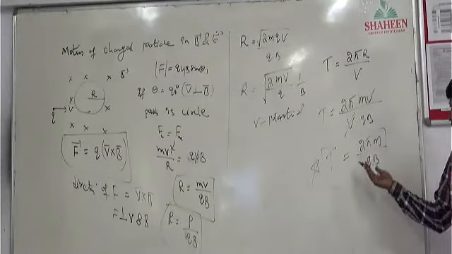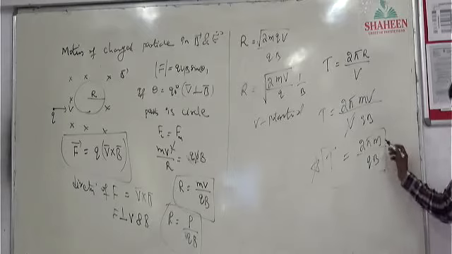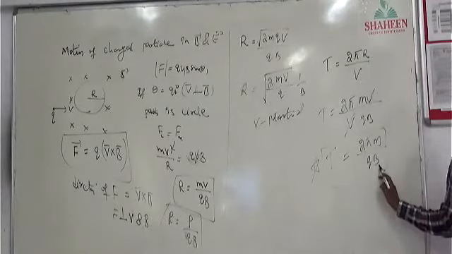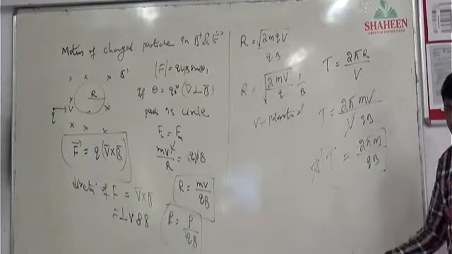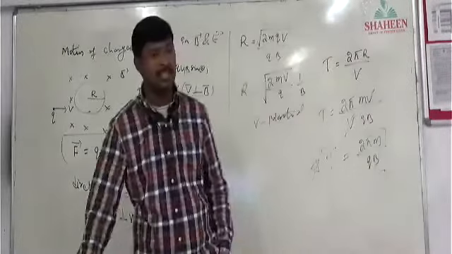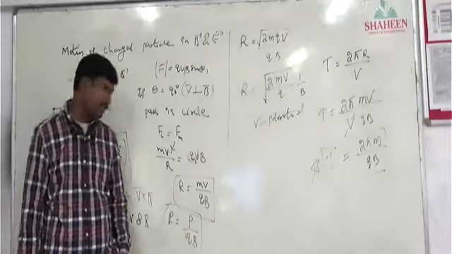In the formula of time period, 2 pi m by qB, m is the same for both protons, q is the same for both protons, and they are entering into the same magnetic field B. Everything is the same. So what I mean to say from here is the time period is the same only. That means time period is independent of velocity. Clear?